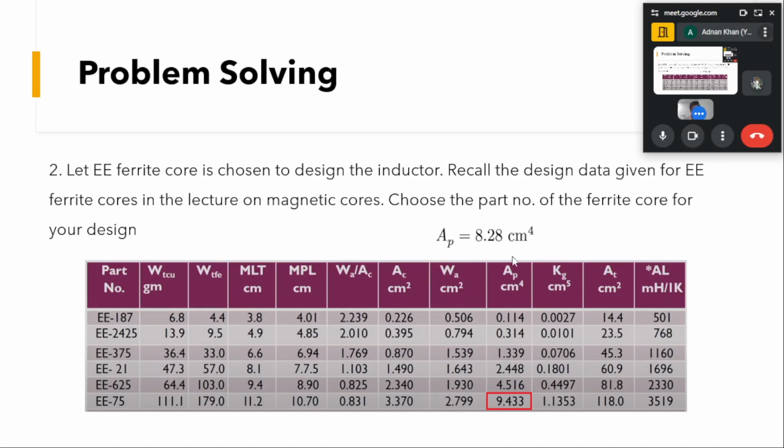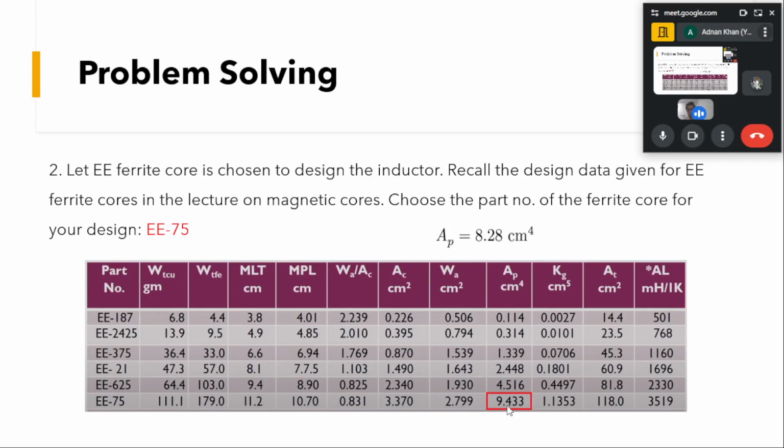Second is 0.314, which is very far from what we want. If you can see EE625, its area product is 4.516, which is below the area product that we have calculated, so this won't be able to meet our standards. The next is EE75, which has an area product of 9.433, which satisfies our requirement. So we'll be choosing an EE75 core. The answer to this question is EE75.